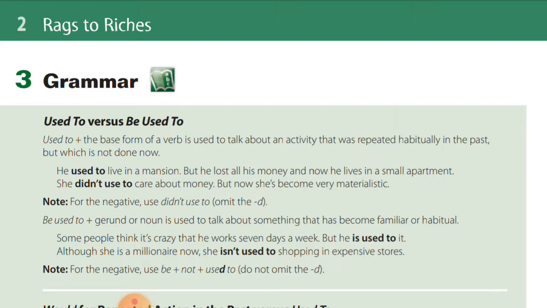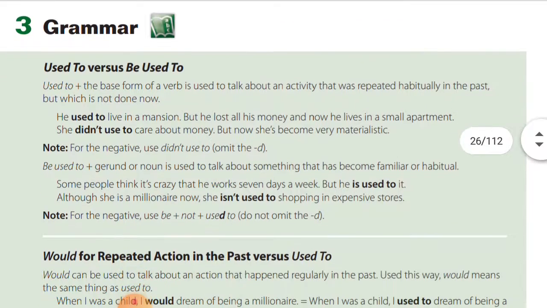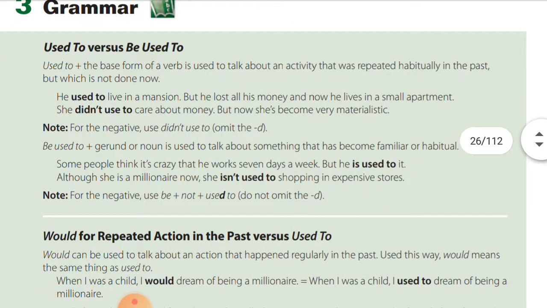Today, my dear students, we are going to study a grammar rule which is talking about used to versus be used to. Used to plus the base form of a verb is used to talk about an activity that was repeated habitually in the past, but which is not done now. For example, I used to ride a bike when I was a child, but of course now I don't. You know, it's a past habit.